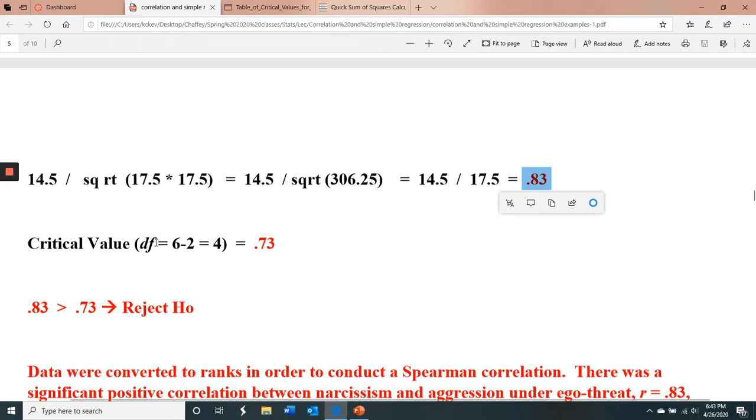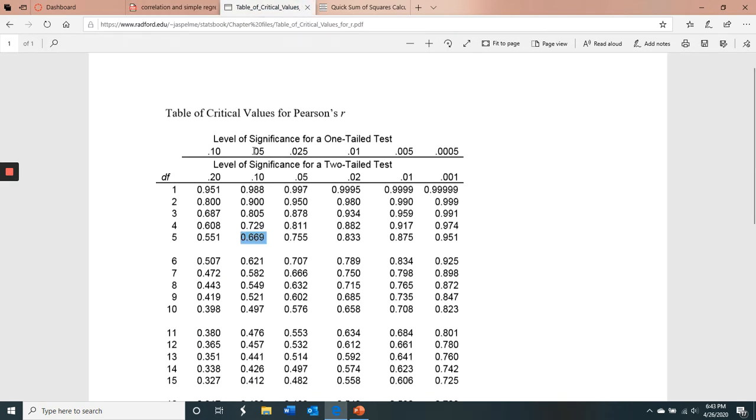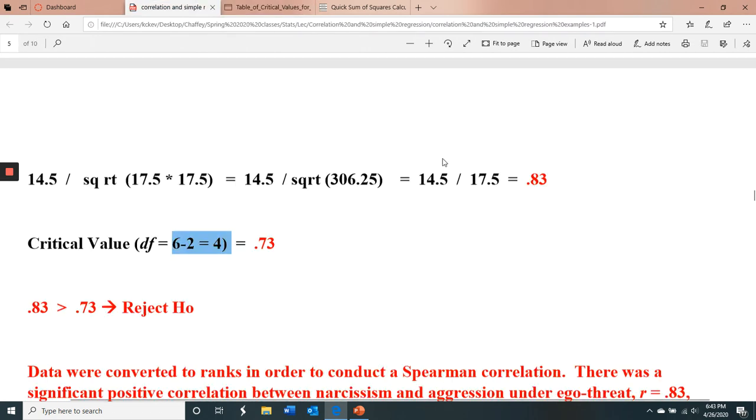So our degrees of freedom is actually the same as before. We have 6 people minus 2. We have 4 degrees of freedom. We look at this column, one tail test, 0.05, 4 degrees of freedom, 0.729, I rounded up to 0.73. We make the same conclusion. So 0.83 is greater than 0.73 from our table, so we reject the H0.